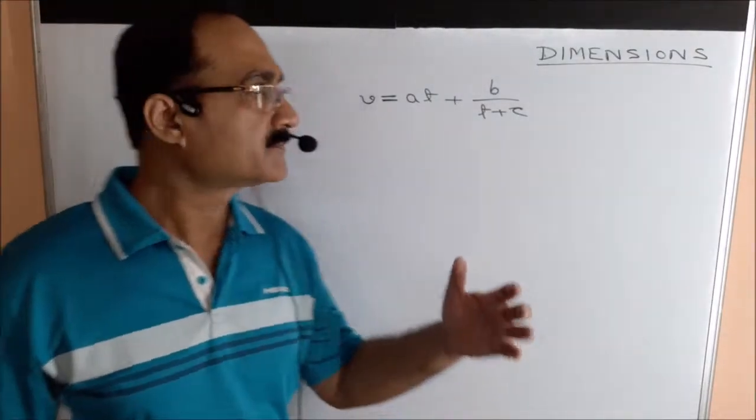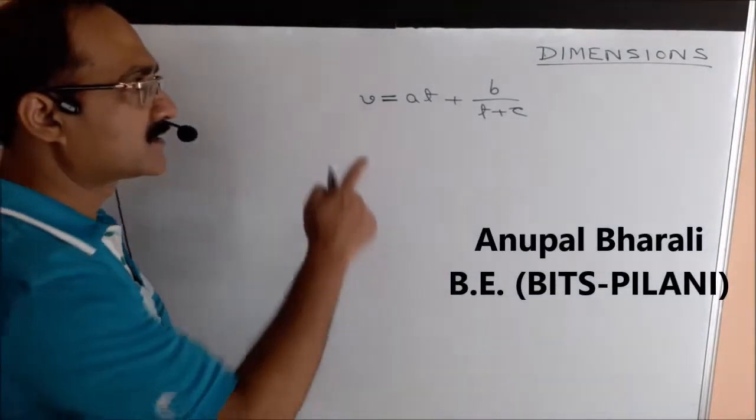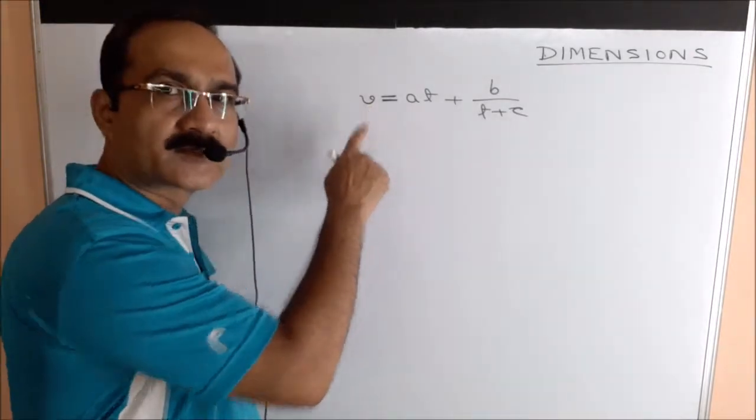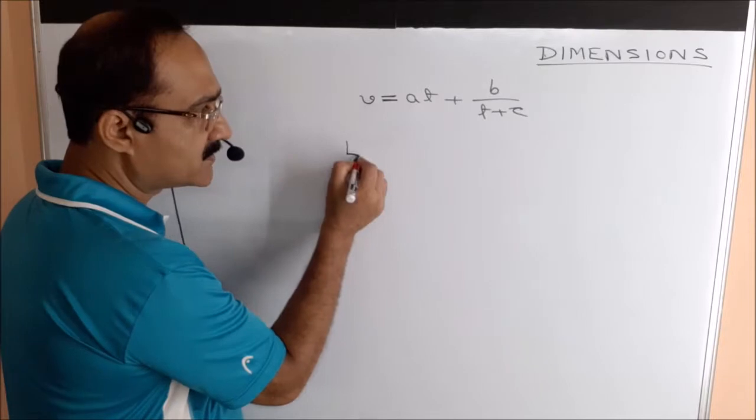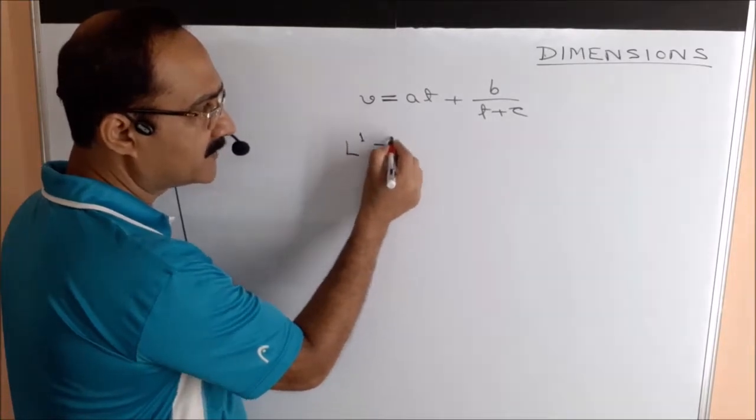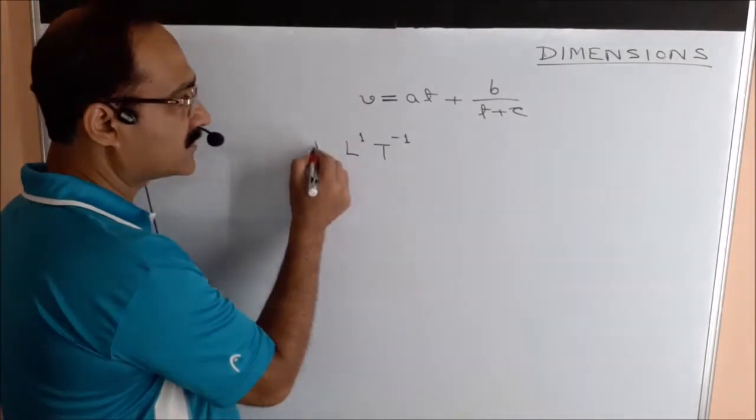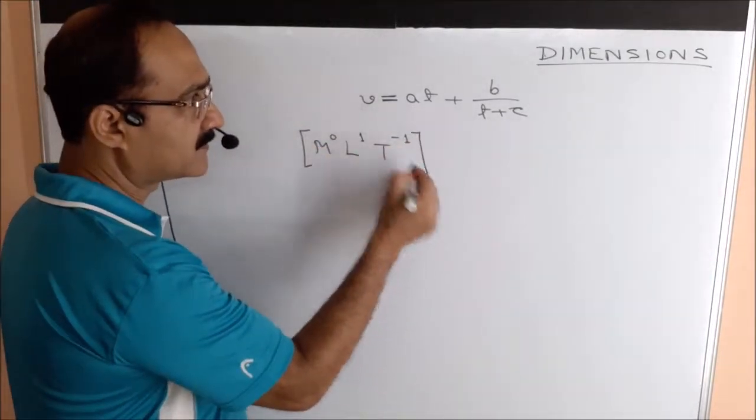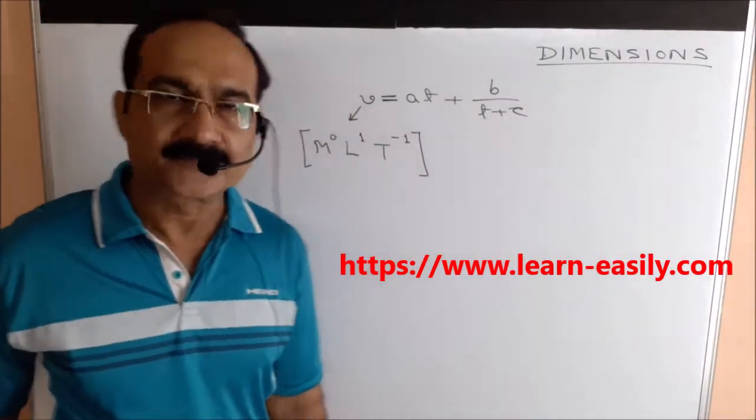So in this question, this equation is given and it says this v is the velocity. So this is velocity. So what will be its dimension? Simple, length divided by time. There is no mass here, so this is m to the power 0. So dimension of v will be this, right?